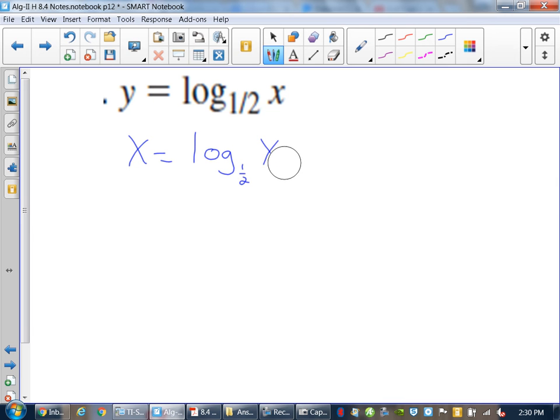Now, Fleming, this is where you were getting at. What do I have to do to both sides to get rid of that log base 1/2? Exponentiate it with a base of 1/2. Yep, that's all it is. You exponentiate it as a 1/2 base, which tells me then that it is 1/2 to the x is y.